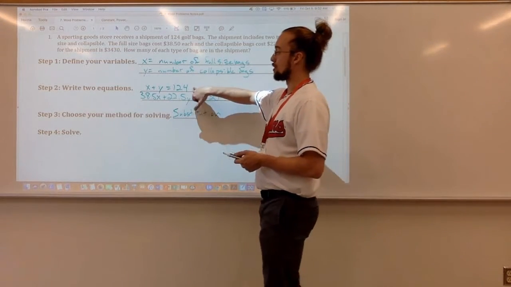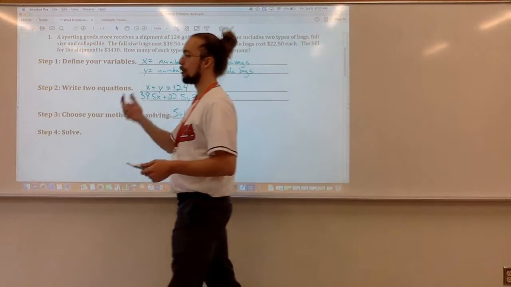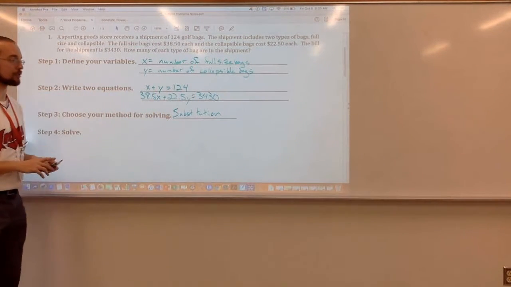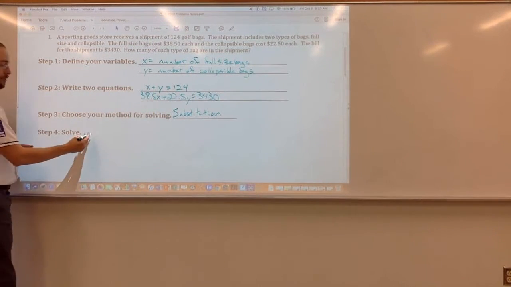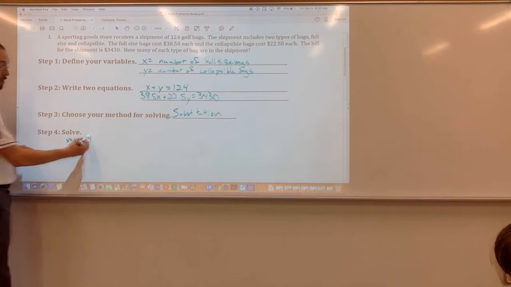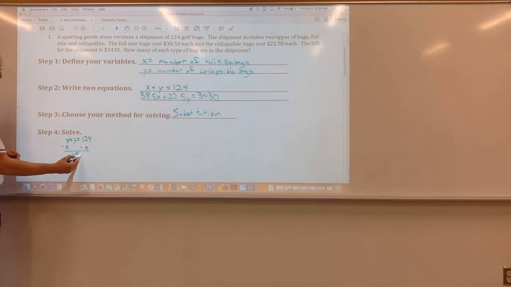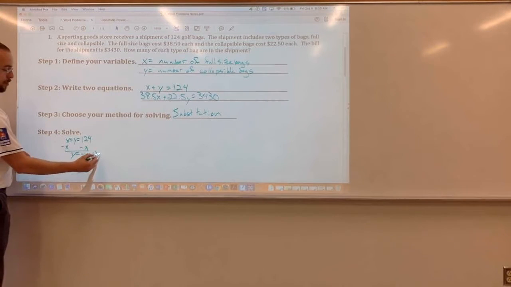But the first equation is probably going to be a lot easier to use since both my x and y have a coefficient of positive 1. Right? So it doesn't matter if I solve for x or y. So I'll subtract my x over, get y equals negative x plus 124.